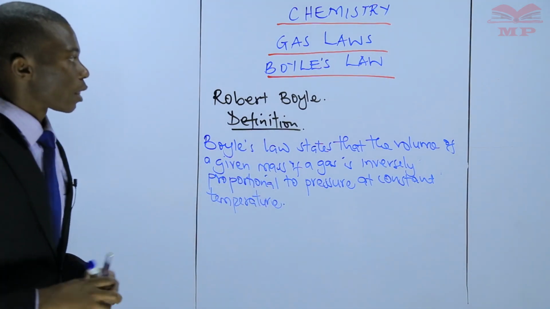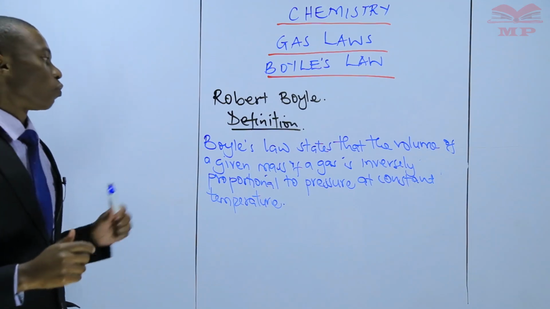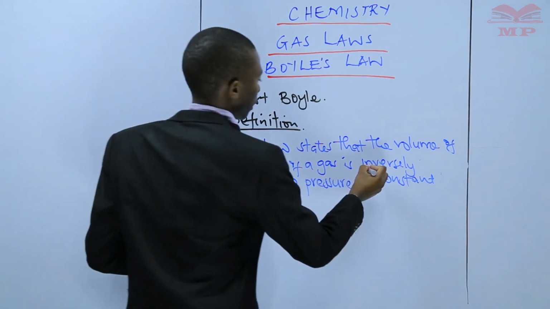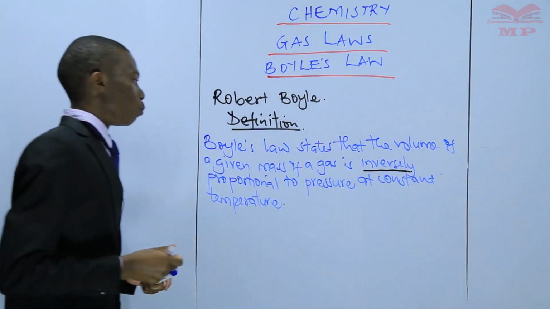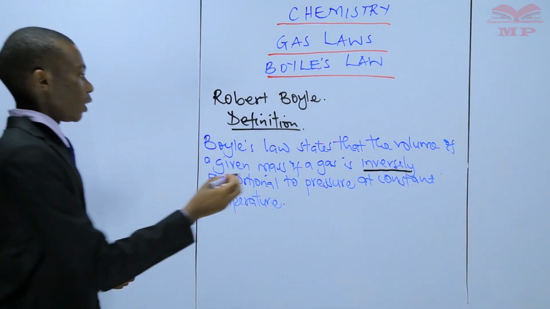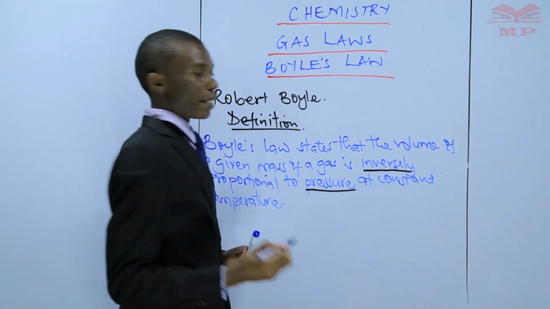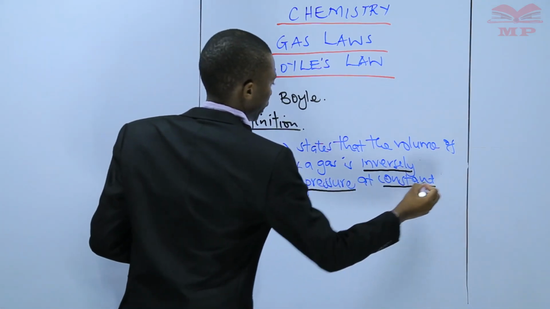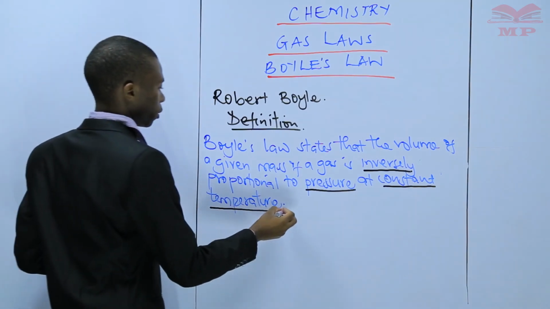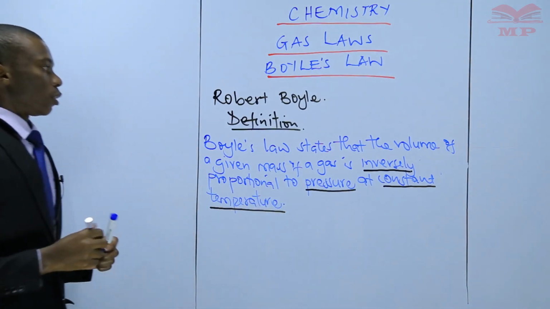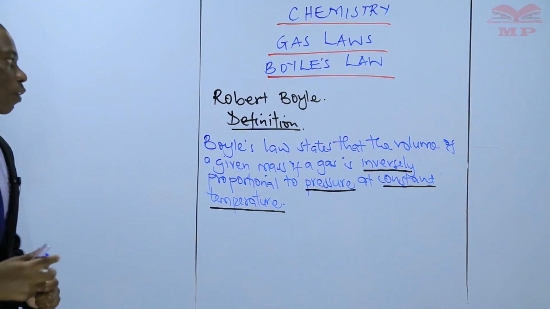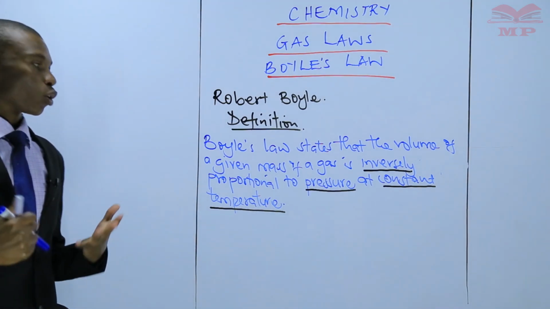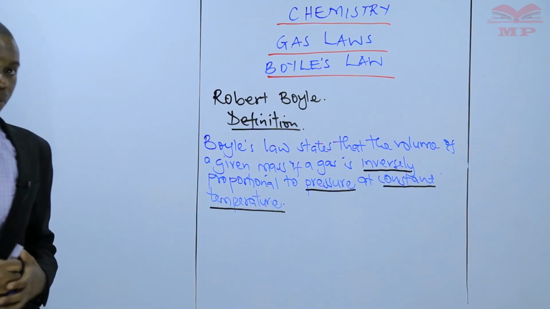It states that the volume of a given mass of a gas is inversely proportional to pressure, and temperature must always be constant. The volume of a given mass of a gas is inversely proportional to pressure at constant temperature.